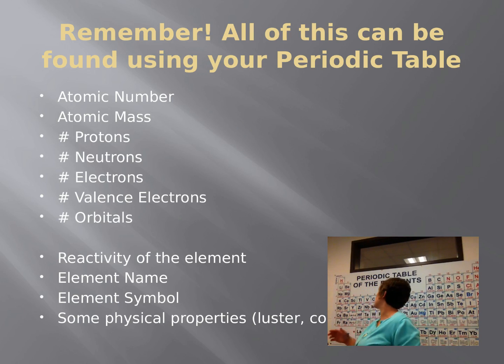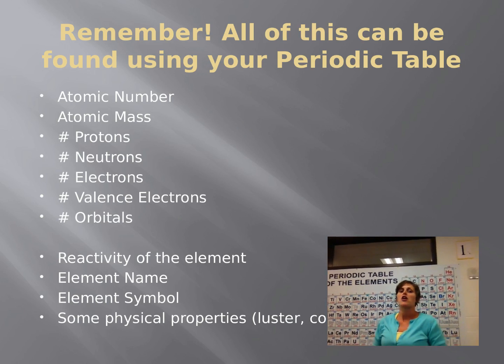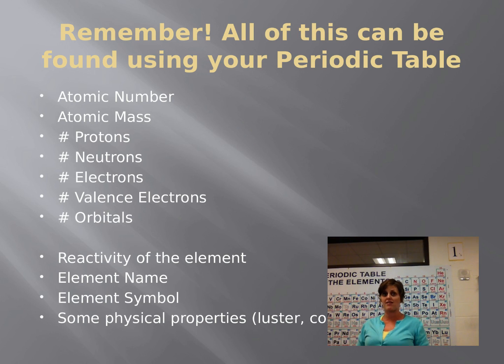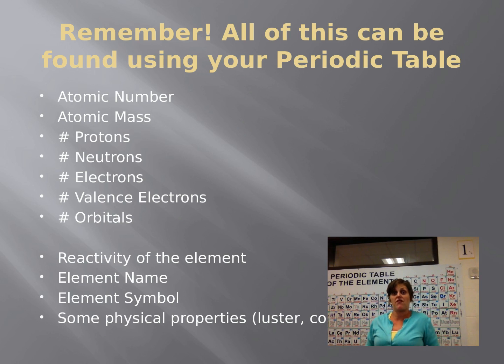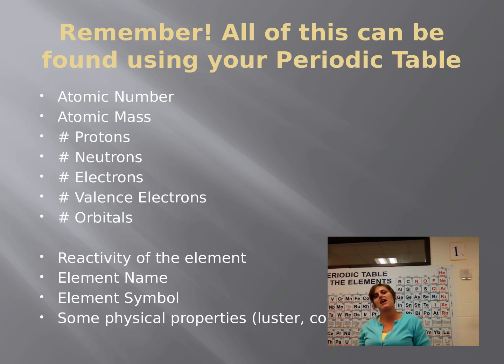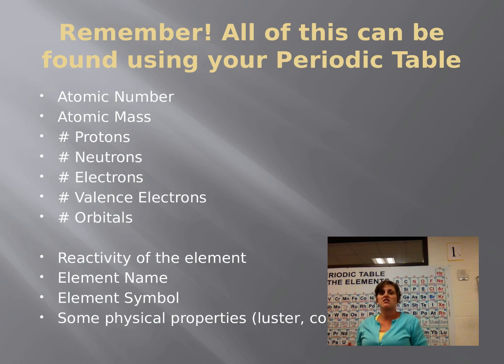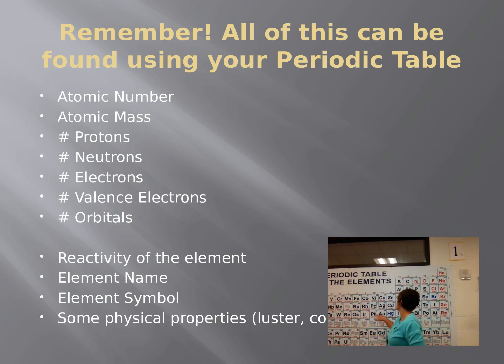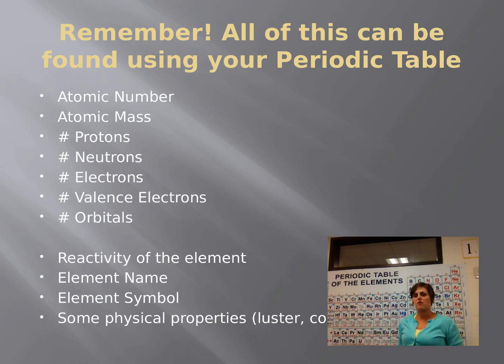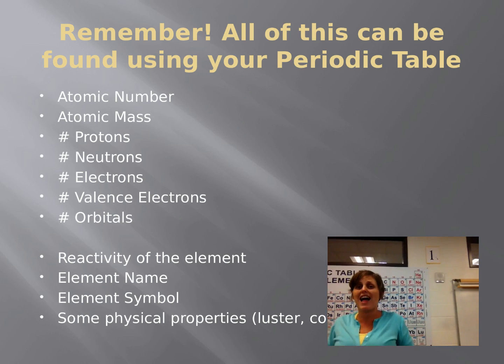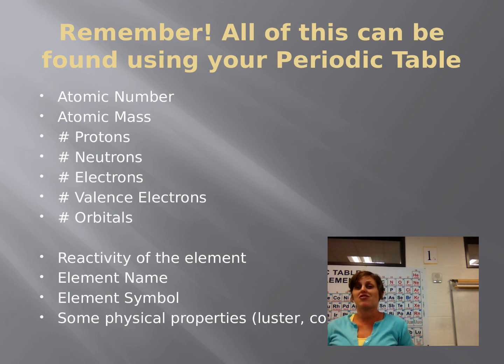So remember, using the periodic table, if you know how to use it, you should be able to find the atomic number, the atomic mass, the number of protons, number of neutrons, number of electrons, number of valence electrons, and number of orbitals for any element on the periodic table. You should also be able to define the reactivity of the element, being able to compare what's going to be more reactive or less reactive. If it conducts electricity, or the density, the luster. Again, that's just being able to identify it as a metal, a nonmetal, or metalloid. The element name and the element symbol. All of that information is available to you on your periodic table, and you will have a periodic table on the EOG. It's just, do you know how to use it?